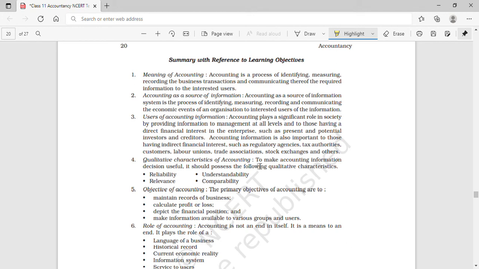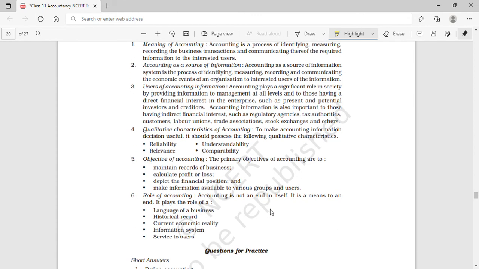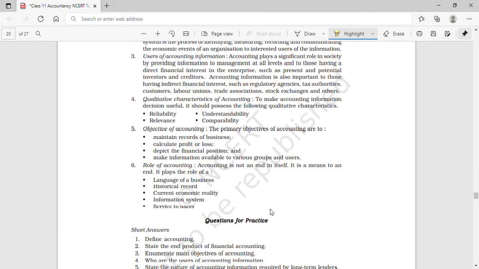Qualitative characteristics. What are the qualitative characteristics? It's your R square UC: relevance, reliability, understandability, and comparability. Then we have your objectives, which we have already seen: to calculate your profit and loss, keep records, show financial position, and make information available to various groups. Role: language of the business, historical record, current economic reality, information systems, and services to users.